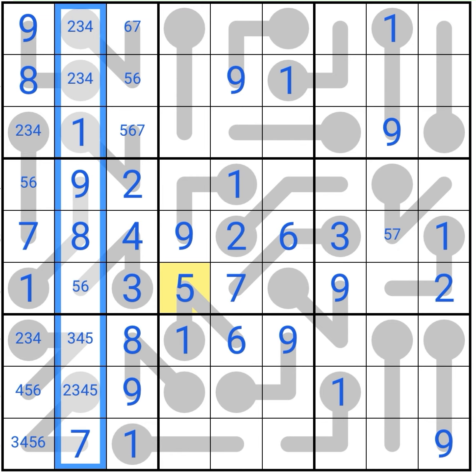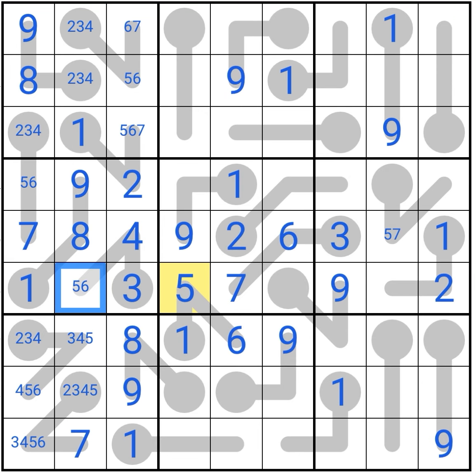The only 6 in this column is there. This is a 5. No 5s here. This is a 5.